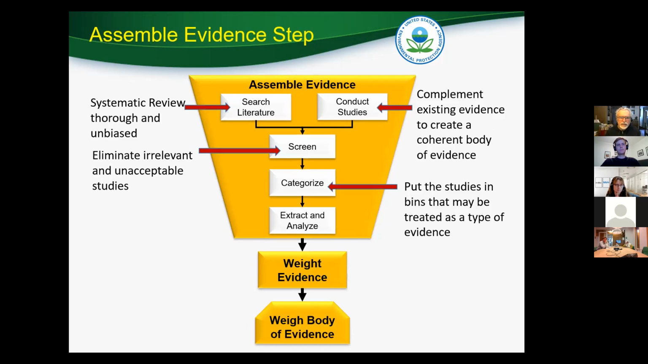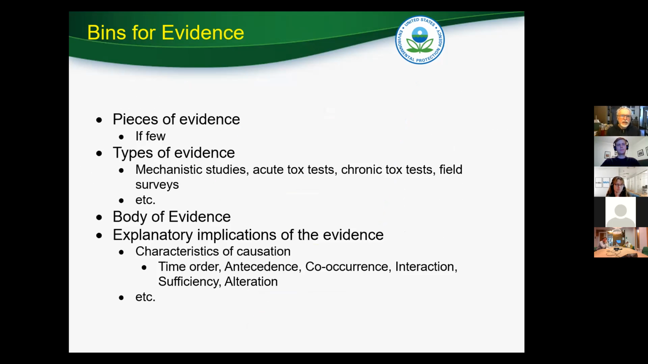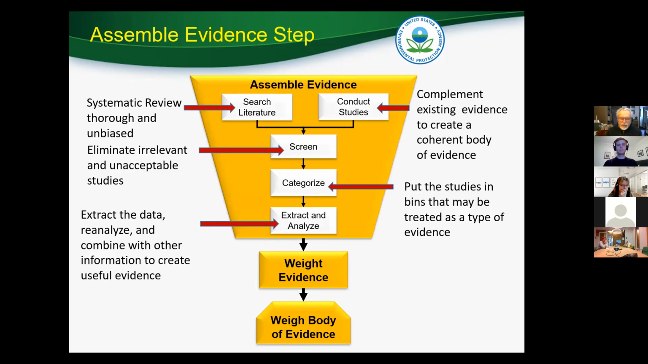The binning of evidence I talked about a bit already. You can keep them as pieces of evidence if you really have few. Most of the times in my experience, you bin them into types: mechanistic studies, acute tox tests, chronic tox tests, biological surveys, etc. And then the largest bin is the body of evidence. And as I've already said, an alternative to organizing in terms of types of evidence is to organize in terms of explanatory implications. And I've already talked about that.